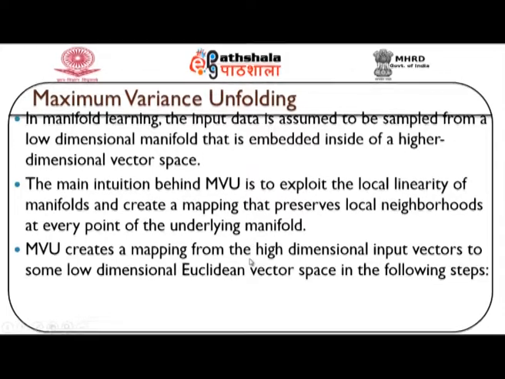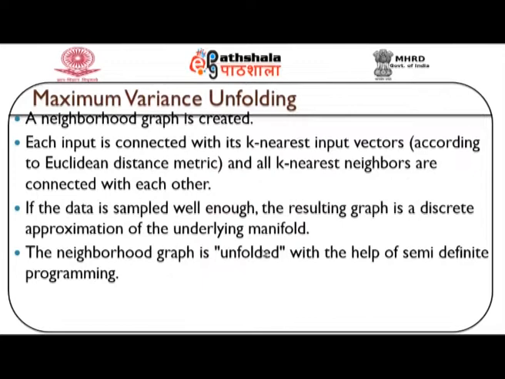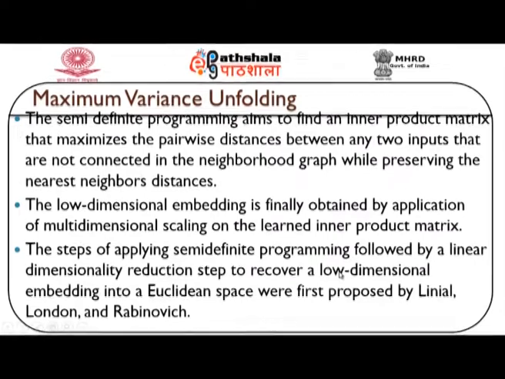MVU creates a mapping from the high dimensional input vectors to some low dimensional Euclidean vector space in the following steps. First, a neighborhood graph is created, and each input is connected with its k nearest input vectors, and all k nearest neighbors are connected with each other. If the data is sampled well enough, the resulting graph is a discrete approximation of the underlying manifold. The neighborhood graph is then unfolded with the help of semi-definite programming.